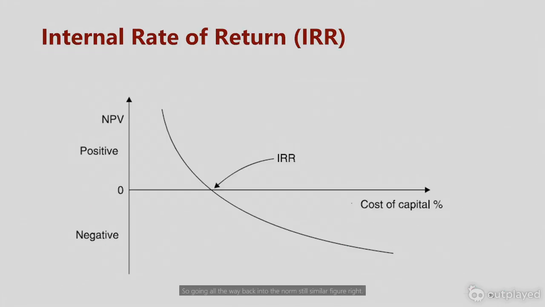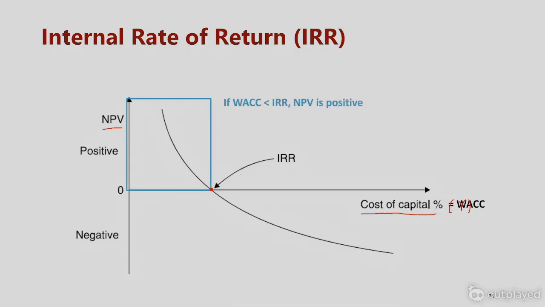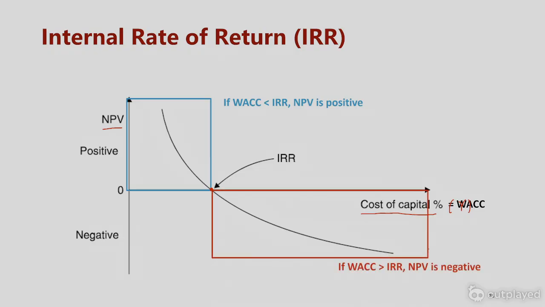So going all the way back to the norm, still a similar figure, right? We have cost of capital on the horizontal axis, where the vertical axis unit is NPV. Then this intersection, where IRR gives us 0 NPV, is the location of our IRR. Whenever this cost of capital falls below the internal rate of return, we can expect a positive NPV, right? And vice versa, if the cost of capital falls above, way higher than the internal rate of return, we can expect a negative NPV. So hopefully this makes sense for you guys.